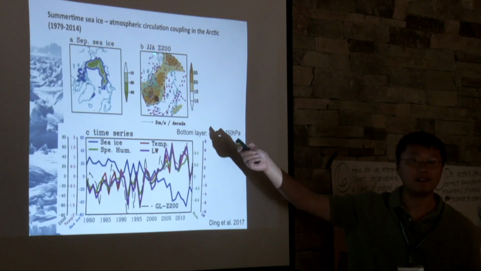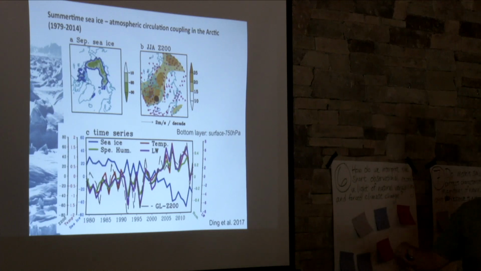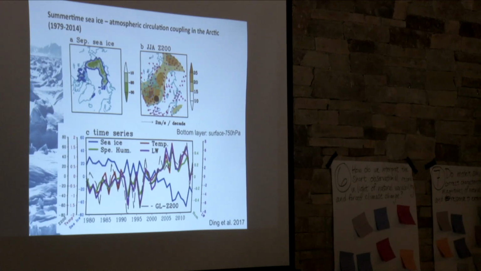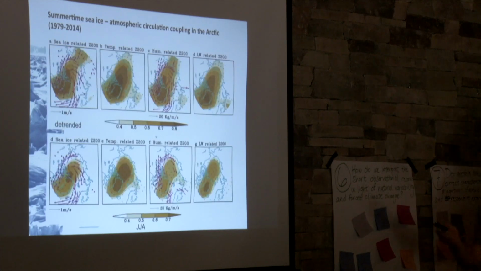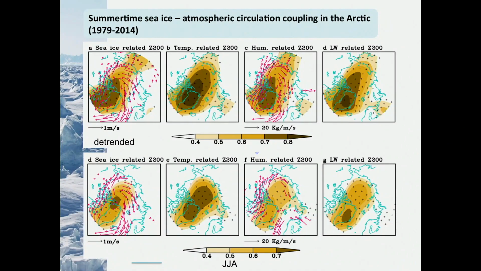And this mode also favors warming here. So I will talk about that part later. You can see that. So I use this plot. I use all the indices here and correlate them with Z200 everywhere in the Arctic. So this is the total part and this is the detrended part.